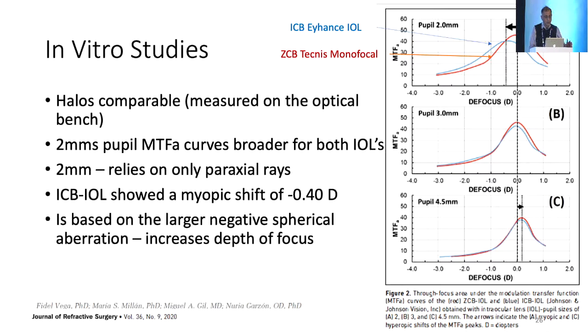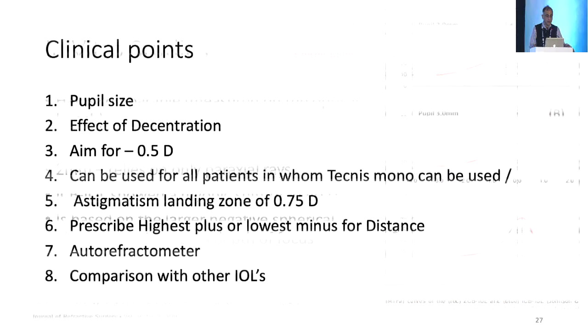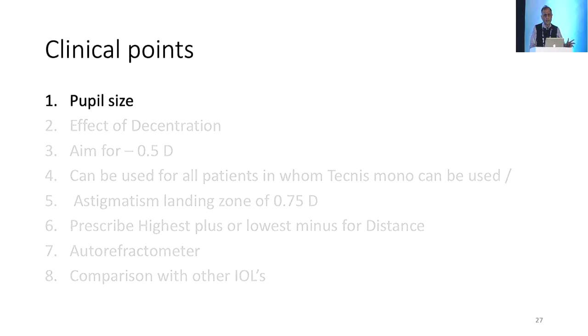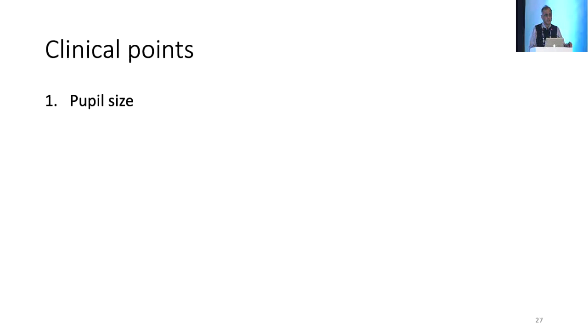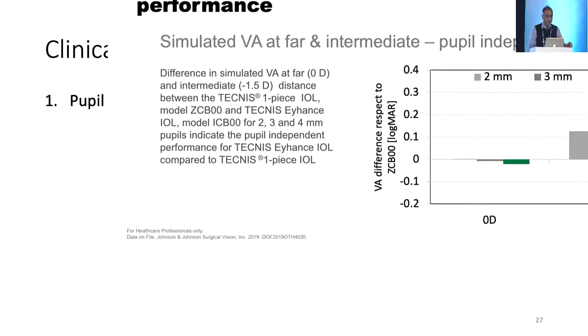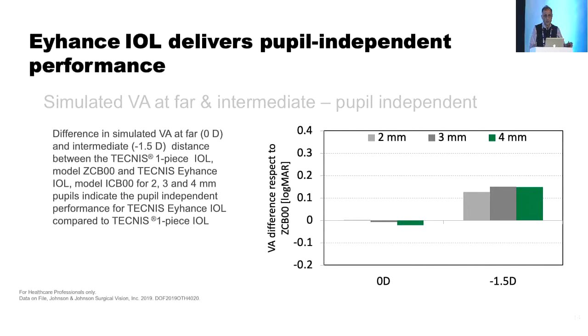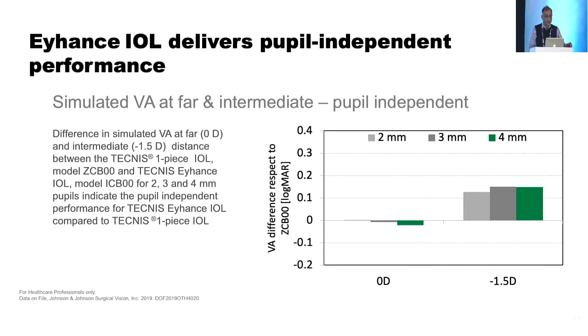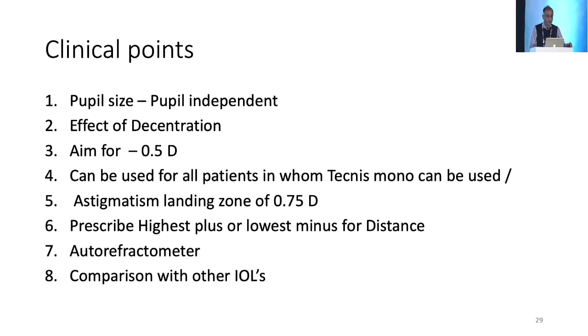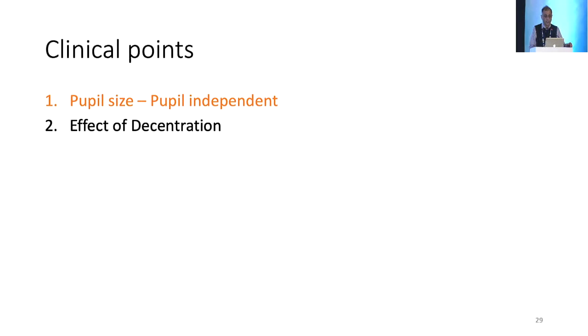This is because it is based on the larger negative spherical aberration, which gives an increased depth of focus. So, will pupil size affect the vision with Eyehance? Well, no. The stimulated visual acuity for both far and intermediate is pupil independent. What about the effect of decentration?